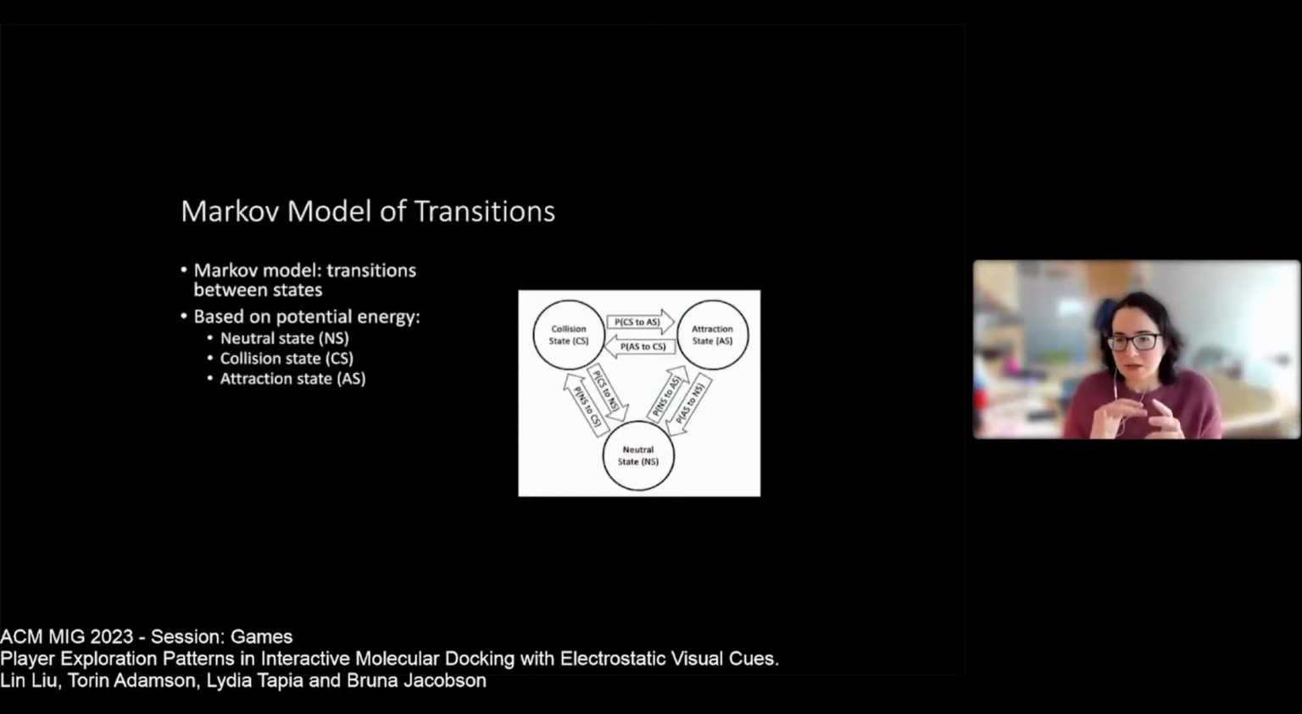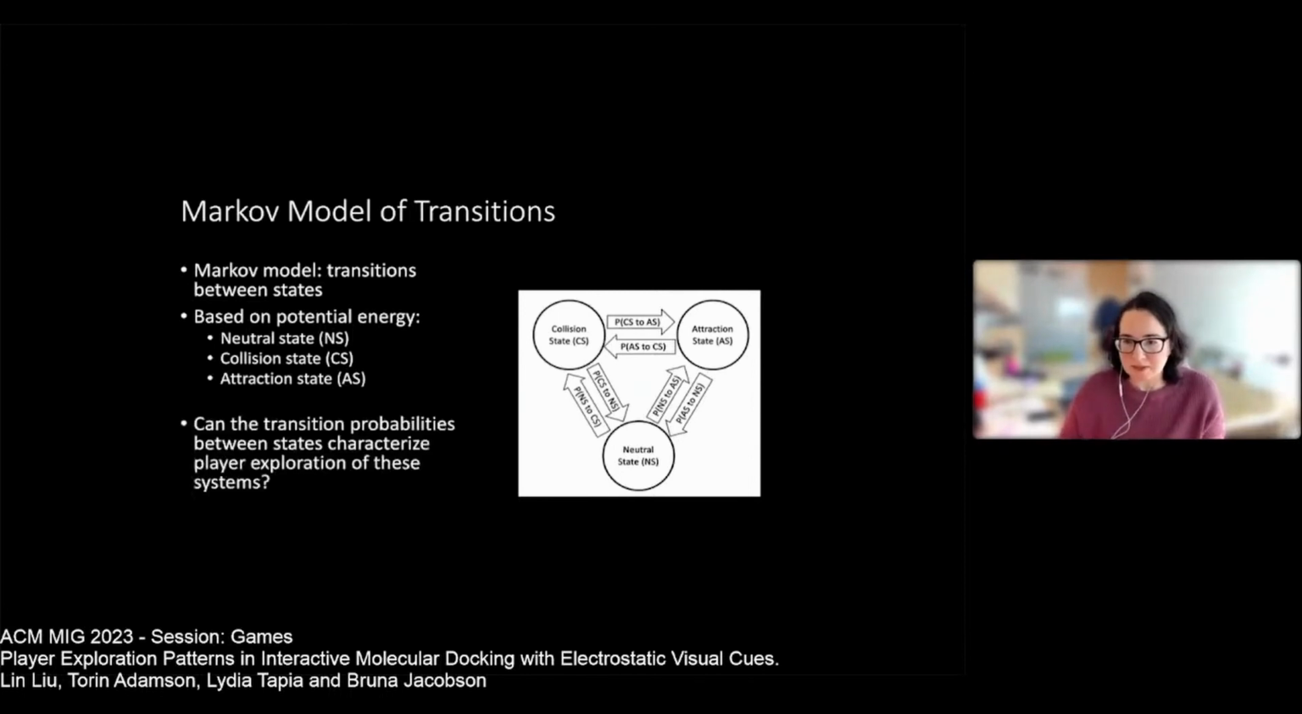We're going to call them collision states for the higher energy states, attraction states for the lower energy states, and neutral states for the in-between. And we want to characterize this system with a Markov model where you can go from one state to another with some transition rate. The idea is, can these transition probabilities characterize how players explore these systems? If you find some significant differences between these transition probabilities, that could be an indication that the player is exploring the system in electrostatic color differently than players that explore it with just simple colors.